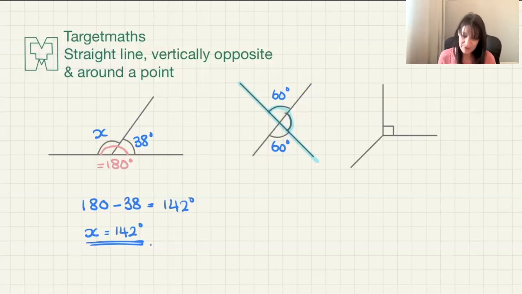Let's take a look at around a point. Around a point is exactly what it sounds like. You have a point that all the angles meet at. So my right angle, this angle here, and my third angle here are all meeting into that point. They love to use the right angle because it means that they can put a number into the question without showing it. So you have to remember that an angle equals 90 degrees.